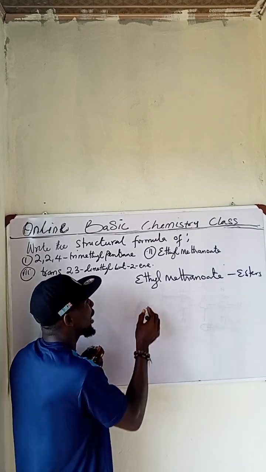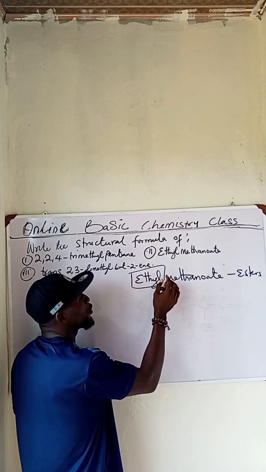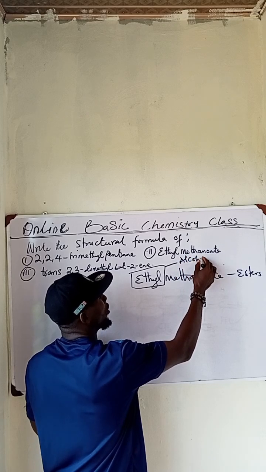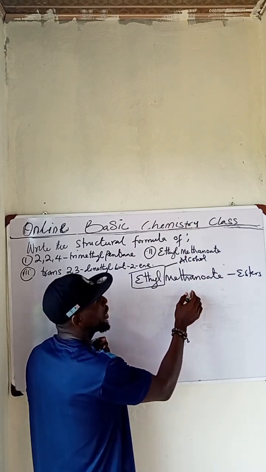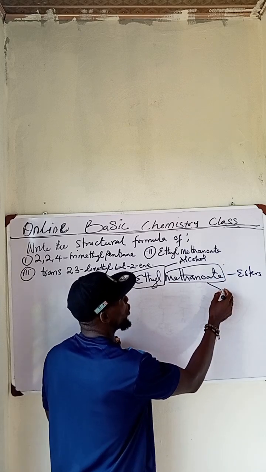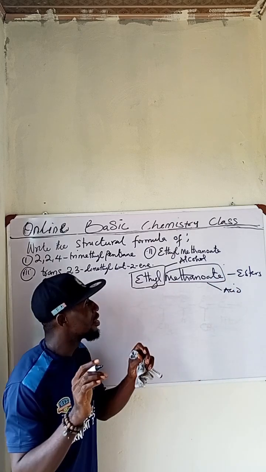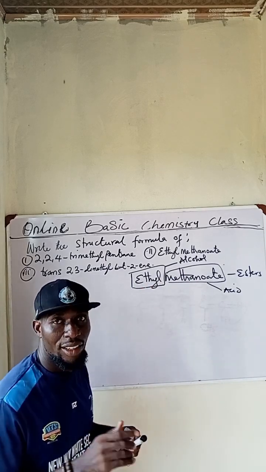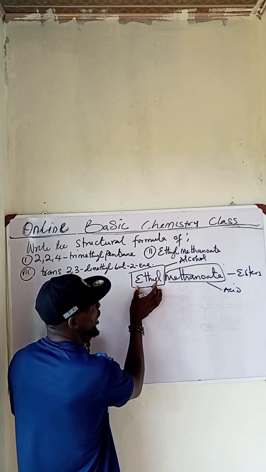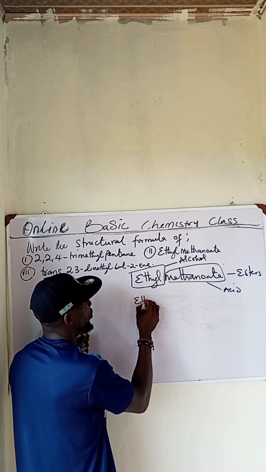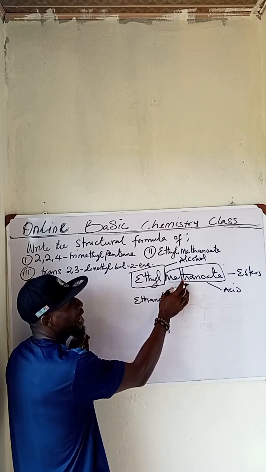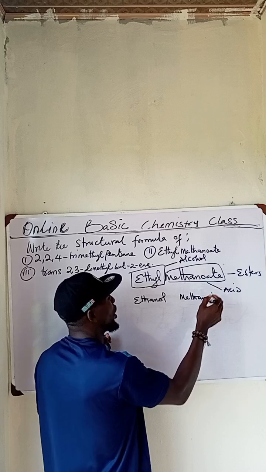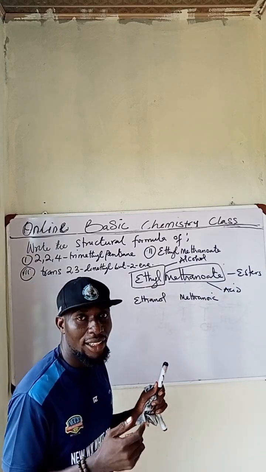And again, please note that this part of the name came from the alcohol, then this part came from the acid. Take note of that. Now, which alcohol and which acid gave us ethyl methanoate? I want to guide you easily. The alcohol will be ethanol, and the acid will be methanoic acid, or formic acid. Is that clear? Good.